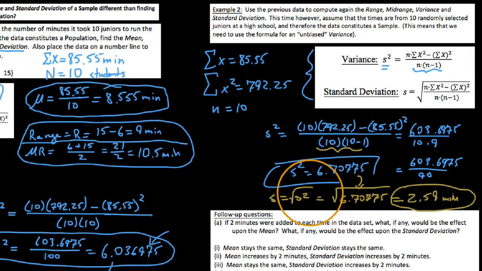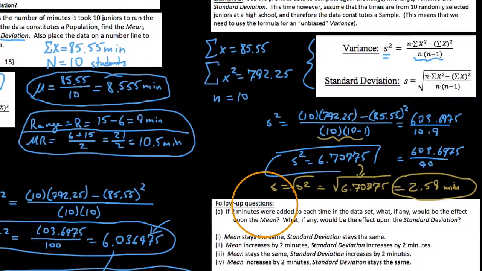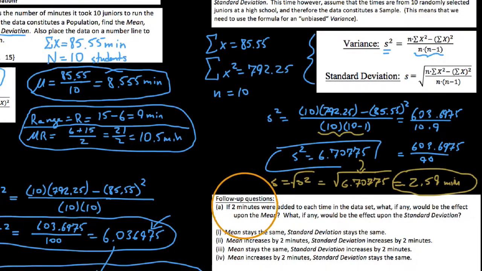Okay, so if the average time is about 8.55 minutes, the average data is within about 2.59 minute steps of the average. Okay, so just to follow up here really quickly, I want to ask a few questions about this set of data, but I ask first of all, if 2 minutes were added to each time in the data set, what, if any, would be the effect upon the average, and what, if any, would be the effect upon the standard deviation or the spread of our data from the average?